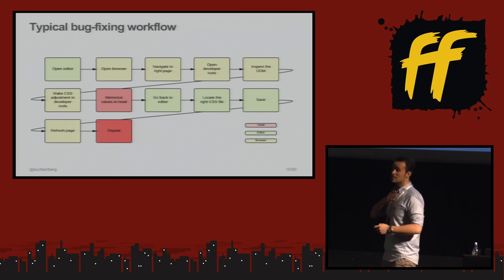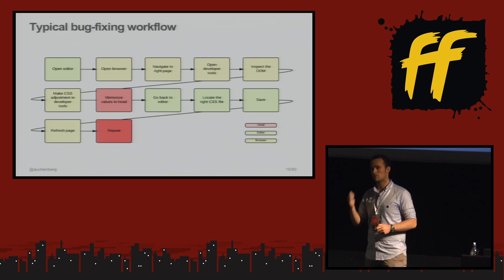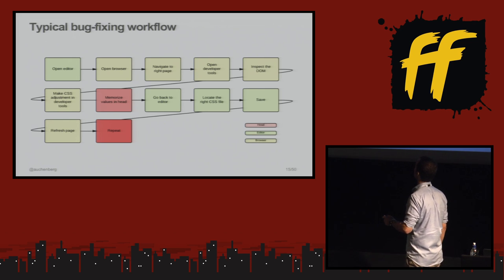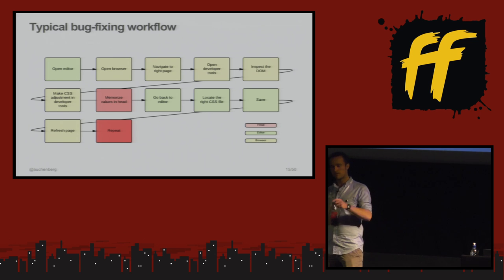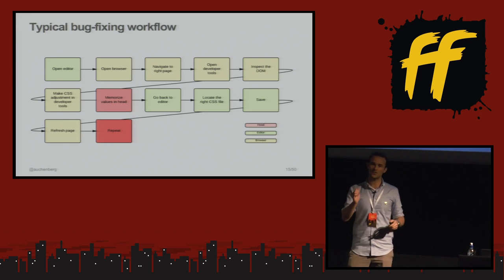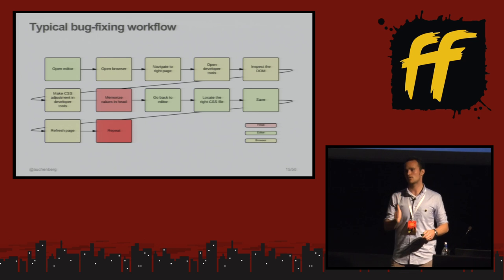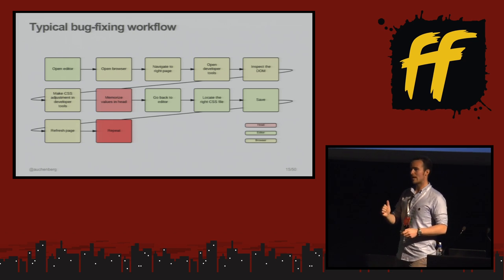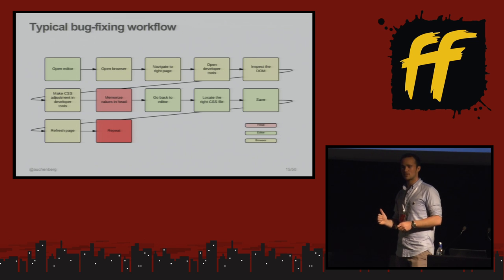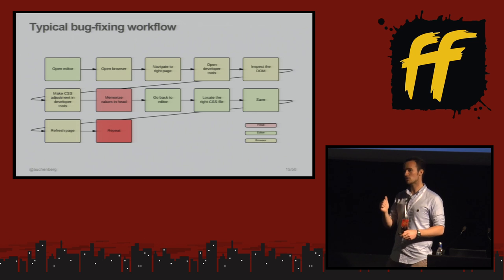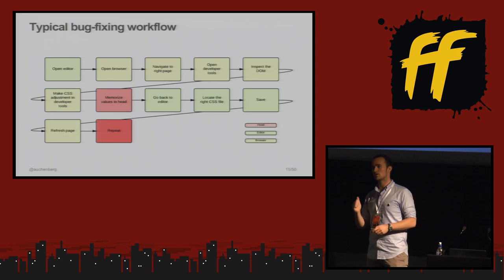Because to me, this is still a typical bug fixing workflow. I open my editor, I open my browser, I navigate to the right page, I open DevTools, I inspect the DOM, I make my CSS changes within DevTools, I memorize some values in my head, I go back to my editor, I look at the right CSS file, I save, I refresh, and then I repeat. Of course, we have done things to help and ease this out, but this is still the reality for many front-end developers out there. And if you applied a lean principle on this, if you took this into manufacturing, some people would yell at you that you're doing this multiple times a day because it's just plain stupid.